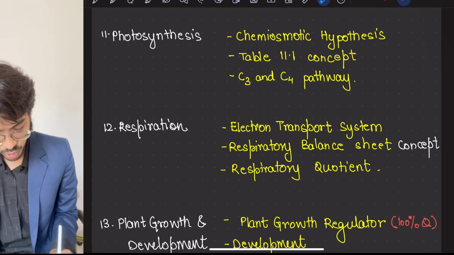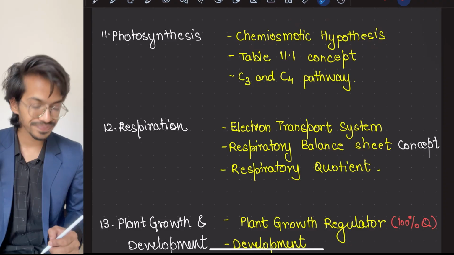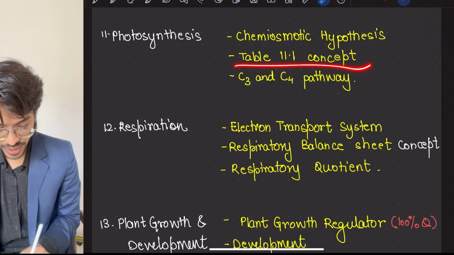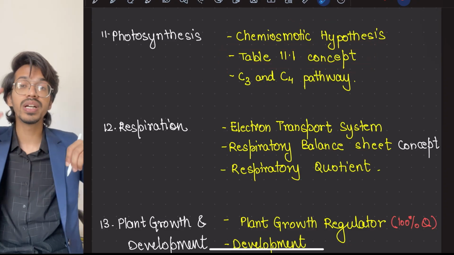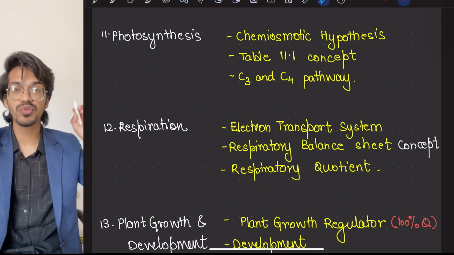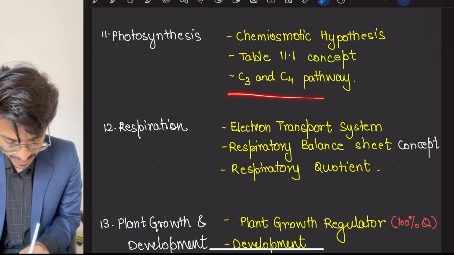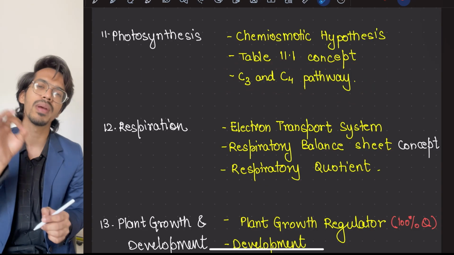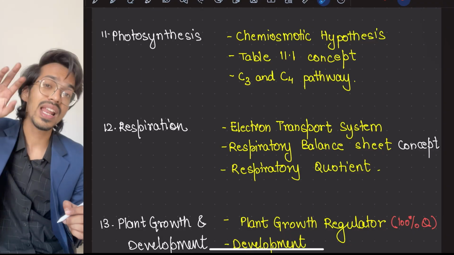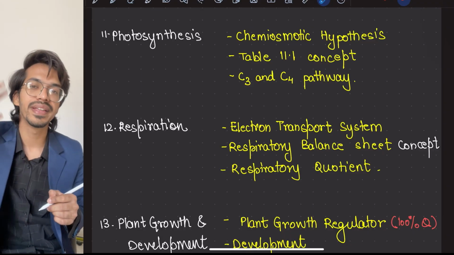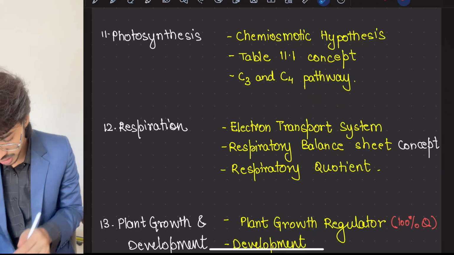In photosynthesis, the chemiosmotic hypothesis statement will come, you have to remember. Then the table 1.1 concept. The table is all about the differences between C3 and C4 plants, most important. Then the C3 and C4 pathway also you have to remember. They can give you the cycle and miss out a point, and then ask you the question. Moving on to respiration.